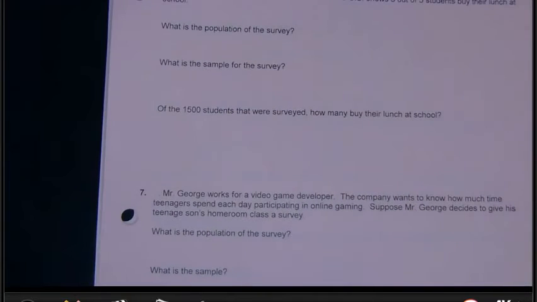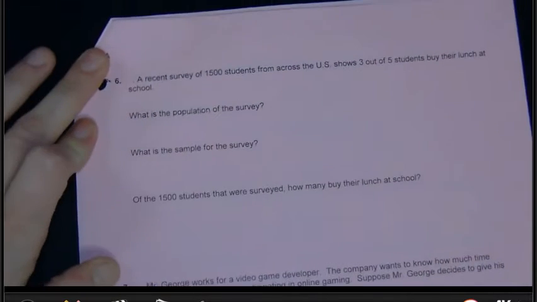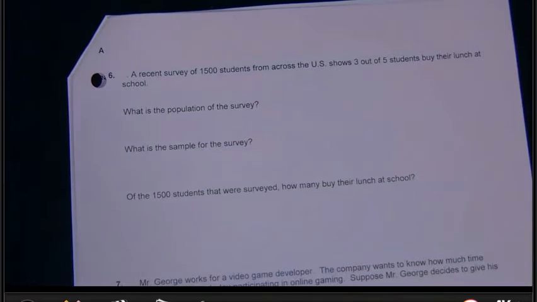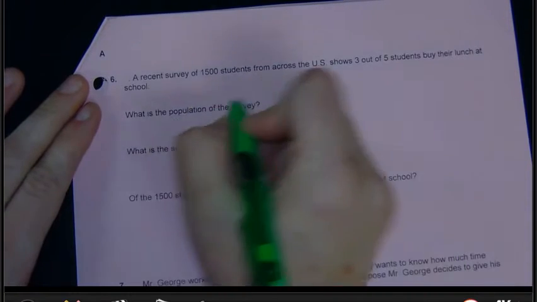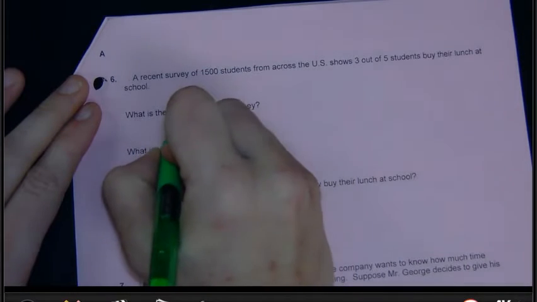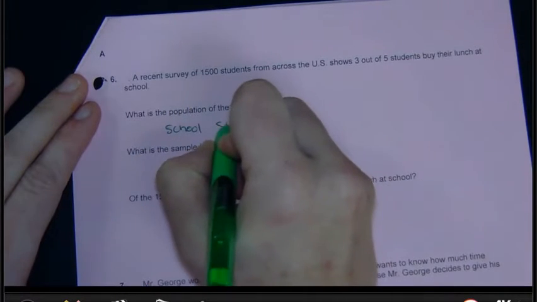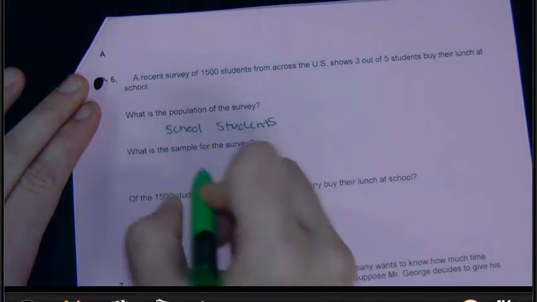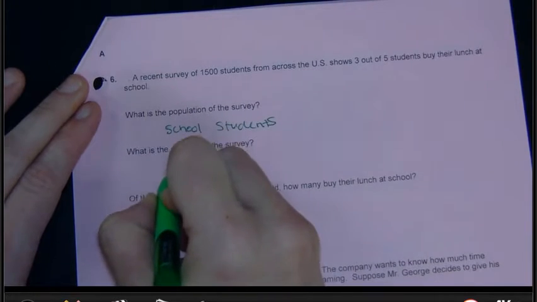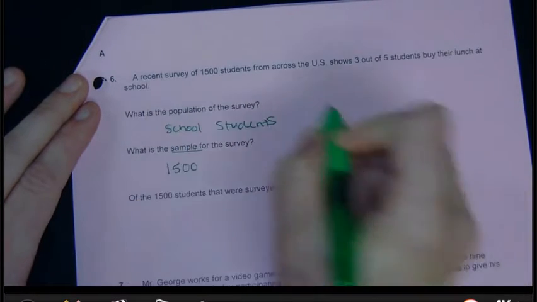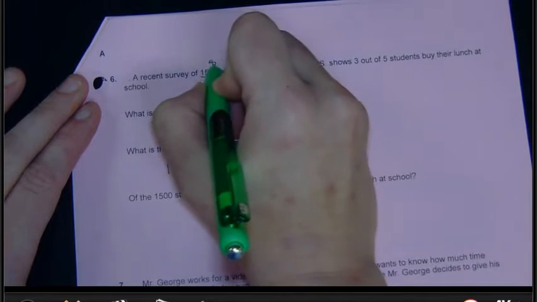All right, number 6. A recent survey of 1,500 students from across the U.S. showed that 3 out of 5 students buy their lunch at school. What is the population of the survey? Well, my population are school students. What is my sample? Now remember, sample is a portion, and that is my 1,500. This is not my total. This is my sample.